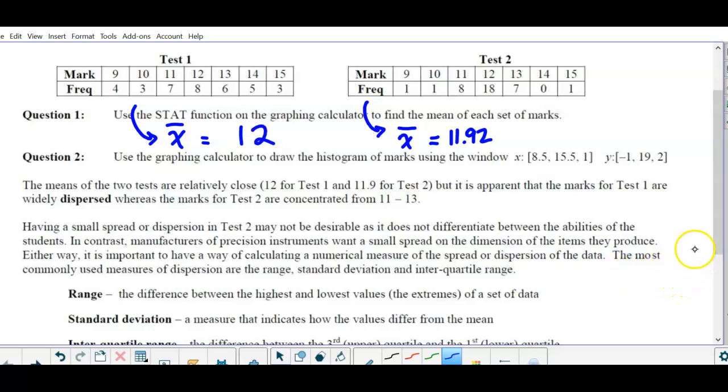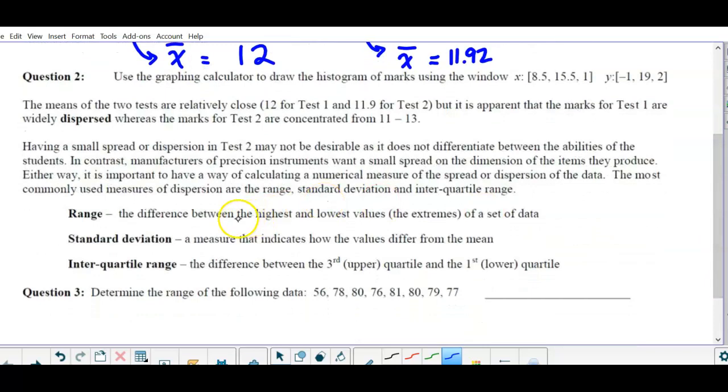Either way, it's important to have a way of calculating a numerical measure of the spread or dispersion of the data. The most commonly used measure is the range, and you've done that before. You just take the highest and subtract the lowest. Okay, so it's basically the difference between the extremes. Standard deviation is a measure that indicates how the values differ from the mean. Okay, so that's what we'll really be looking at today. And interquartile range, we did that. That's sort of looking more at the values, the middle 50% of the values.